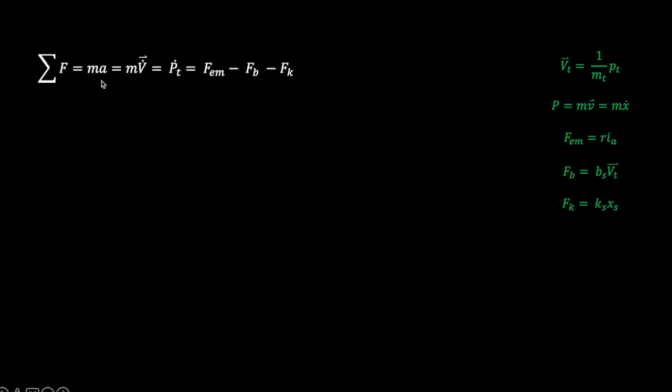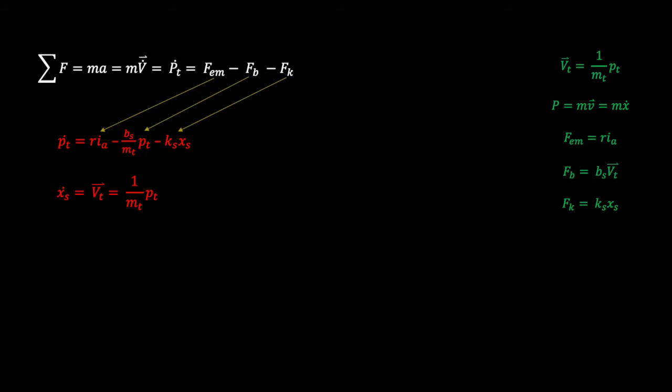So the sum of forces is mass times acceleration, which is mass times the rate of change of velocity. So that equals P dot, which is the electromotive force minus the damper force minus the spring force. And then we continue, we can show P dot in terms of the state variables, momentum and spring displacement. And we can show how each of the expressions on the right were substituted into this P dot equation. Next up, to show our second state variable, we have x dot s equaling the velocity of the table, as we saw in our bond graph.